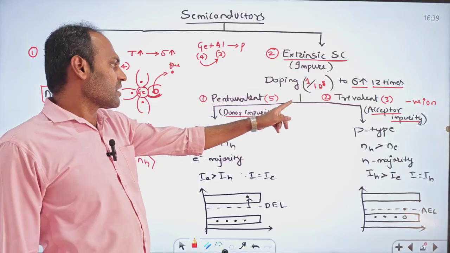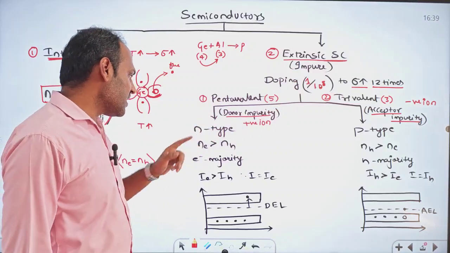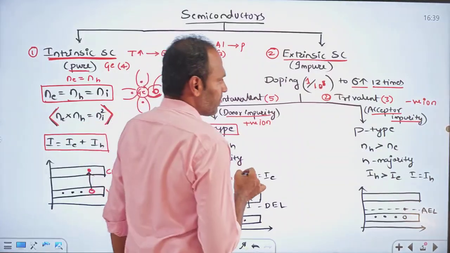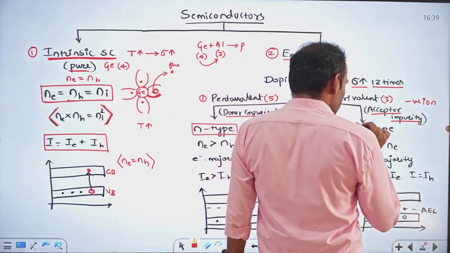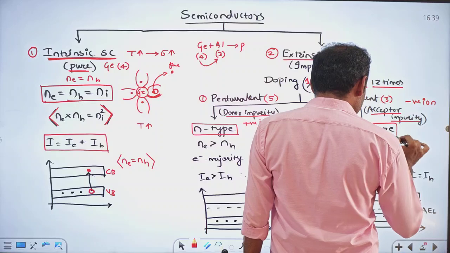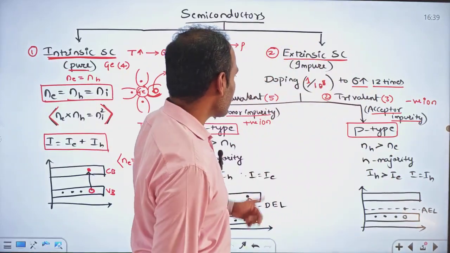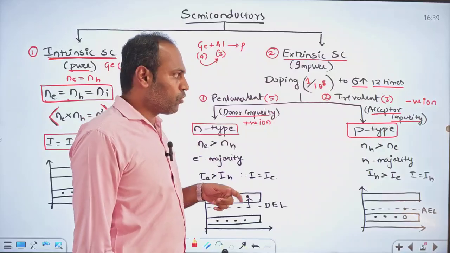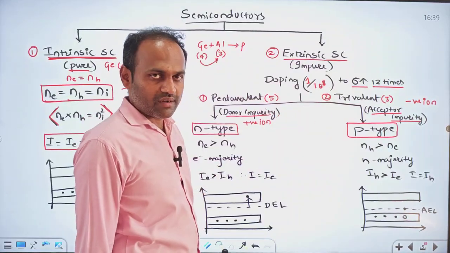See, for a pure semiconductor, if you add a pentavalent impurity, you will get an N-type extrinsic semiconductor. For a pure semiconductor, if you add a trivalent impurity, you will get a P-type semiconductor. If you dope it with a pentavalent, you will get N-type semiconductor. If you dope it with a trivalent, you will get a P-type semiconductor.